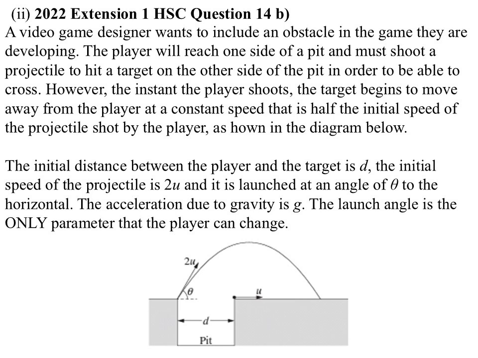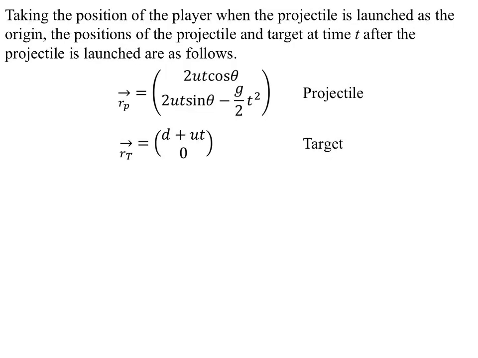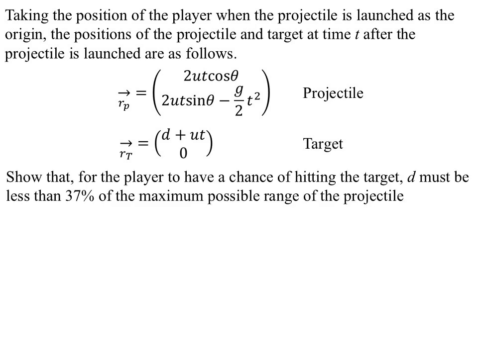Everything else is fixed. They gave us the displacement vectors of the two things, so it saves us deriving these ones. The top one there is for the projectile, the bottom one is for the target, and they've written it in column form for us. And this is what we had to do. Show that for the player to have a chance of hitting the target, d must be less than 37% of the maximum possible range.